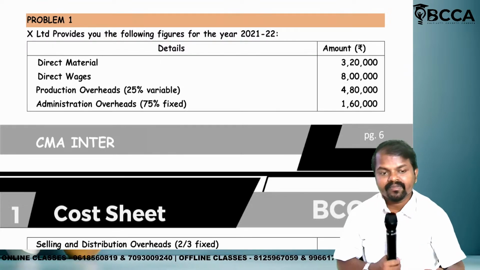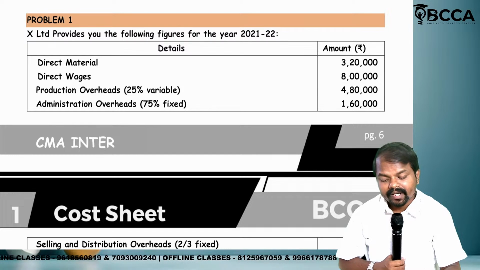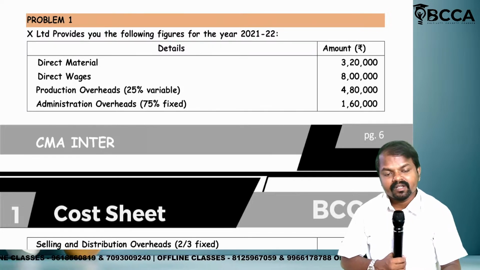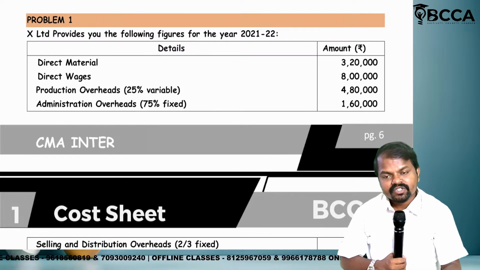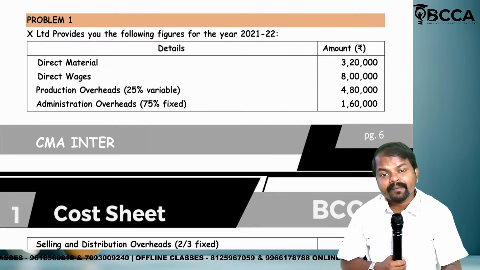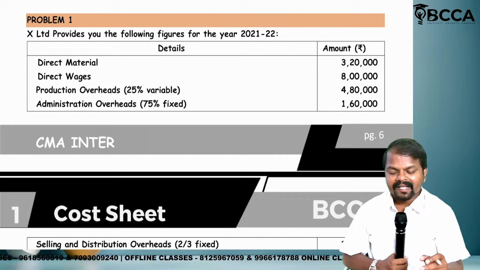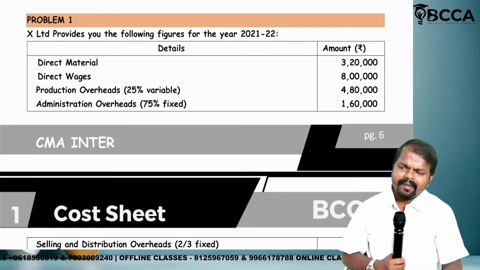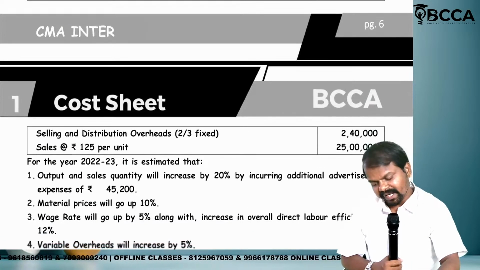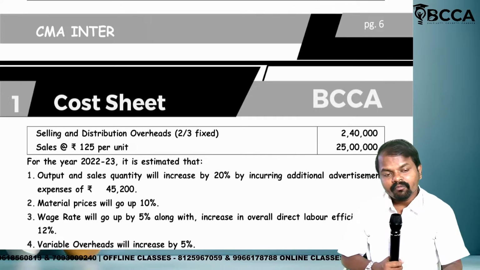X Limited provides the following information for the year 2021-22. Direct material, how much? 3,20,000. Direct wages, how much? 8 lakh. Production overhead 4,80,000. Out of 4,80,000, 25% is variable and the remaining portion is fixed. Next, administrative overhead 1,60,000, of which 75% is fixed and the remaining 25% variable. Selling and distribution expense 2,40,000.